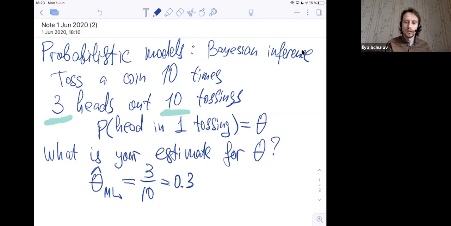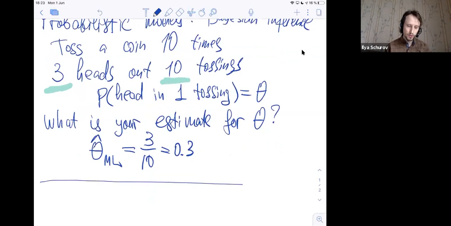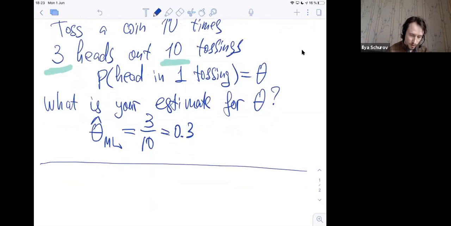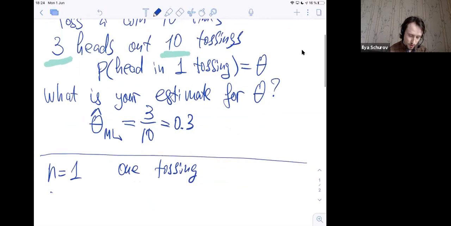I tossed this coin and I have head. I'm not sure that it is clearly visible with my camera, but it is in fact head. And so this is the result of my experiment. We see that we have a random tossing again. We have one tossing, and we have x equals 1. So one tossing, one head.